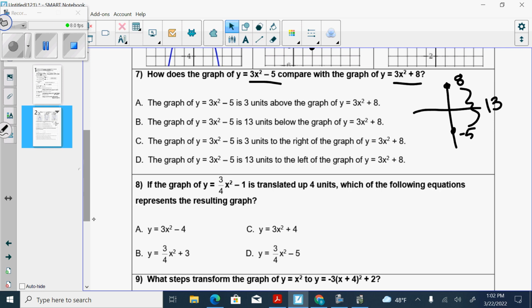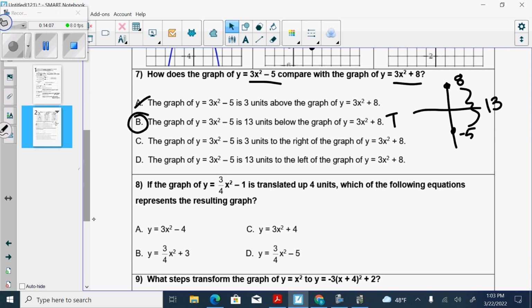Okay, so A says that negative 5 is above 8. Is that true? Is negative 5 above 8? Okay, so it can't be that one. This one says negative 5 is 13 below 8. Is that true? Yeah, that one sounds good so far. And then this one says it moves left and right. Did it move left or right? So it's got to be B.